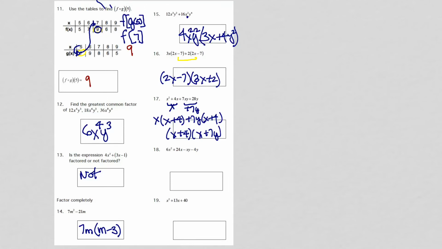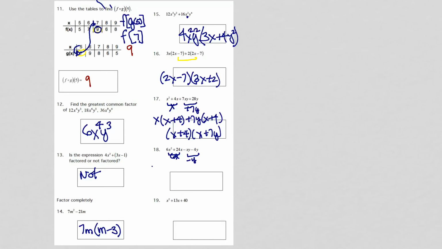In number 18, nothing is common all the way through, but you can see in this first group, there's a 6 and an x common. And in the second group, now in the second group you've got a y and a y, but the first term in the group is negative. So we're going to take out a negative y.